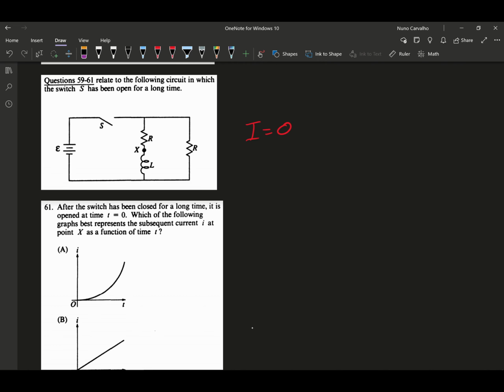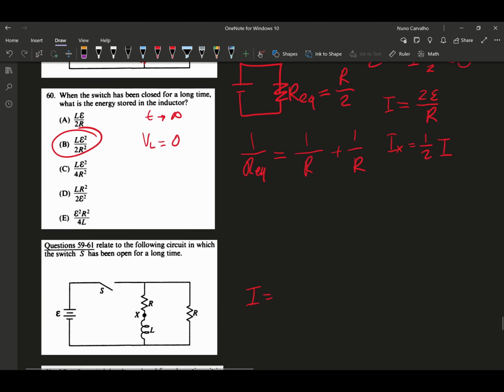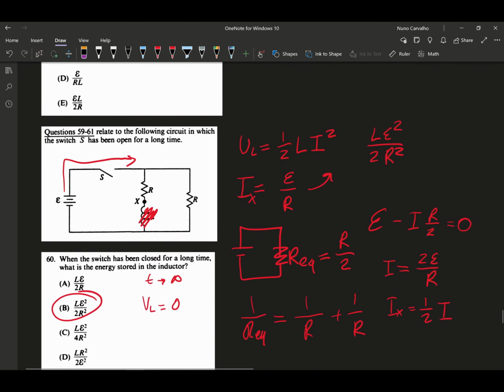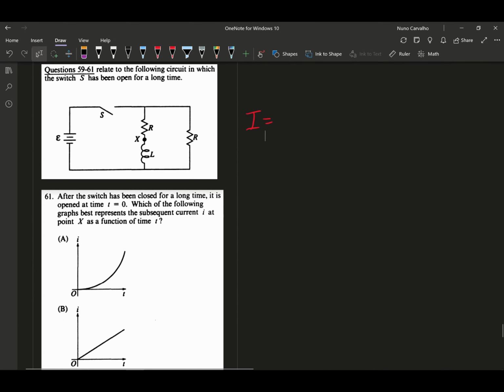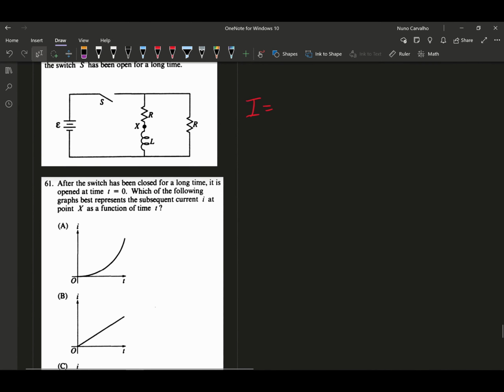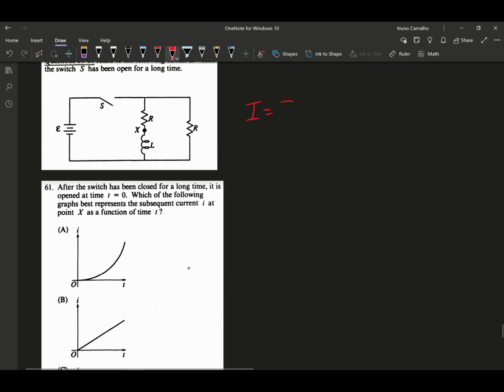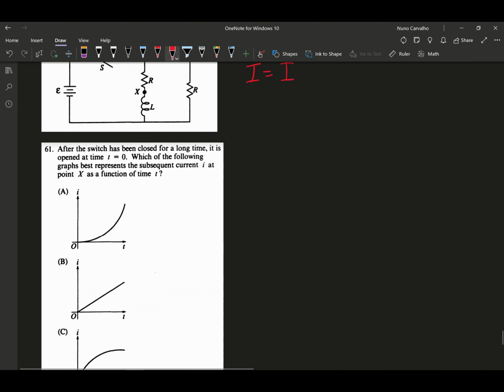However, this is actually not the case that I is equal to 0. I is actually going to be equal to whatever maximum current it was, because we're told that the switch has been closed for a long time. And we figured out in the previous questions that there was a current passing through this inductor when the switch has been closed for a long time. Which is to say, well, let's just say I is equal to I. And then the inductor will basically be resisting that change.